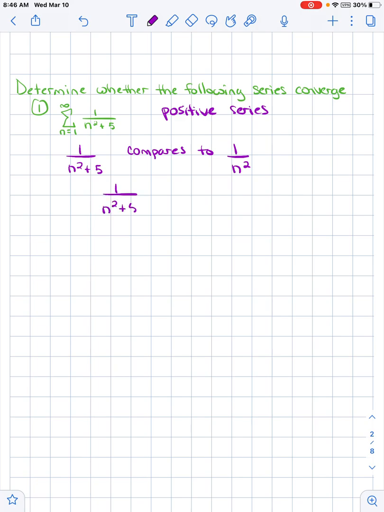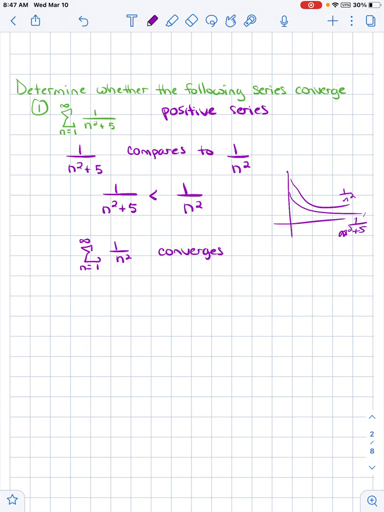But since that bigger number is in the denominator of this fraction, we know that 1 over n squared plus 5 then is going to be less than 1 over n squared. So if we were graphing these, then we know that 1 over n squared is here, and 1 over n squared plus 5 is here. Okay, the reason we're doing this is because 1 over n squared is a p-series. So if we look at the sum from n equals 1 to infinity of just 1 over n squared, this is a p-series. And we know that this converges because p is greater than 1.